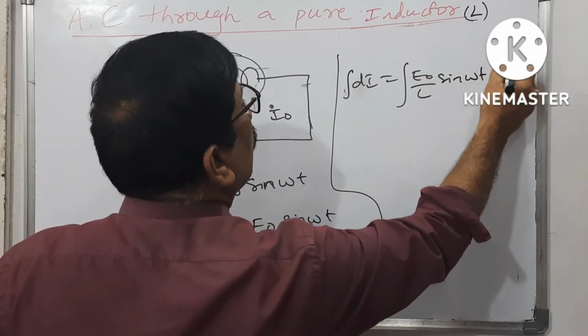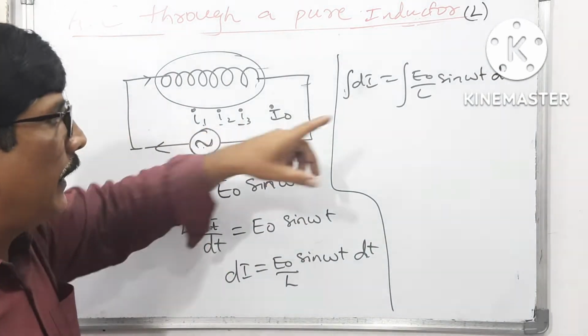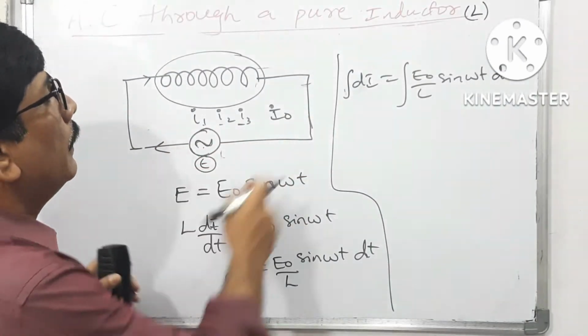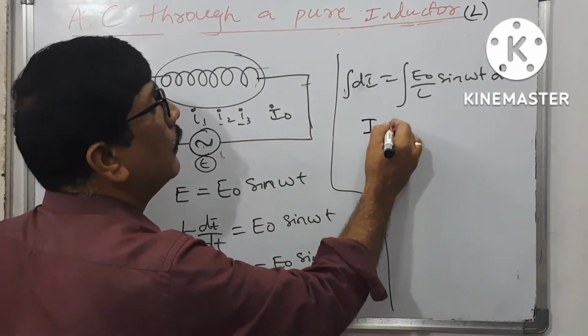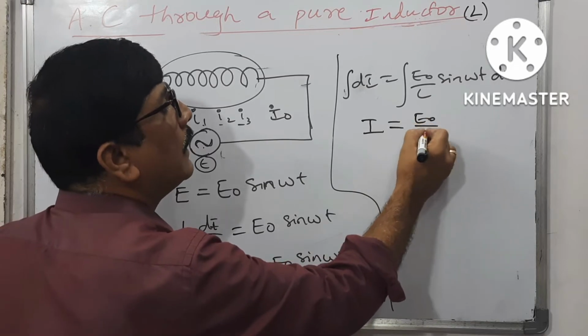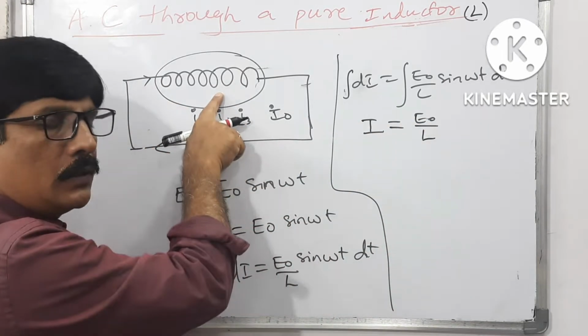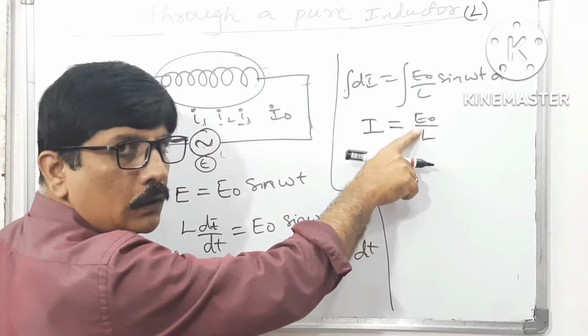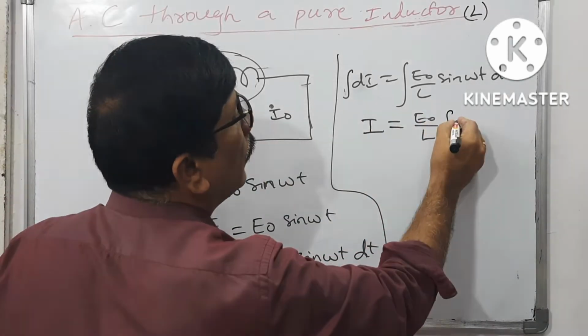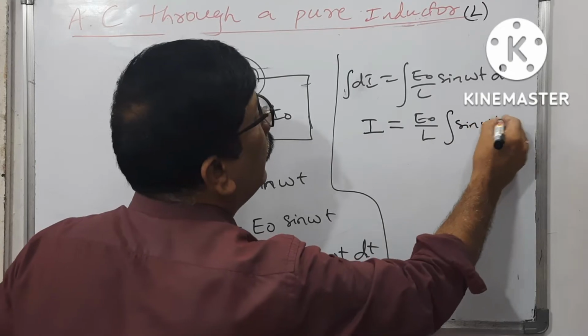Why am I integrating? Because di by dt is a small amount of current at a particular instant of time, but if you integrate, you will get the total current. So current is equal to E naught by L, which is constant because the self-inductance of the coil is constant and the maximum value of the electromotive force is also constant. The constants come outside, and then you get sin omega t dt.